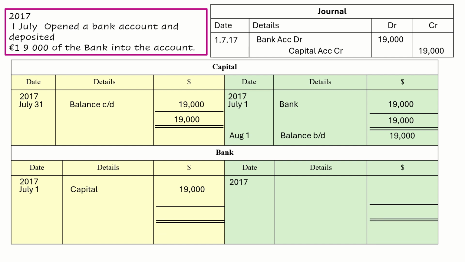Now let's balance the bank account. 19,000 to the total. July 31st, balance carried down 19,000. 1st August, balance brought down 19,000.